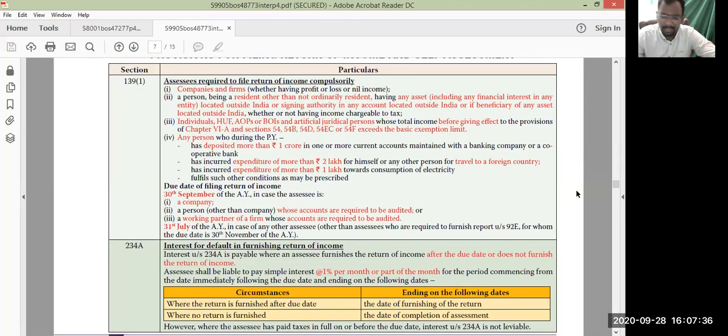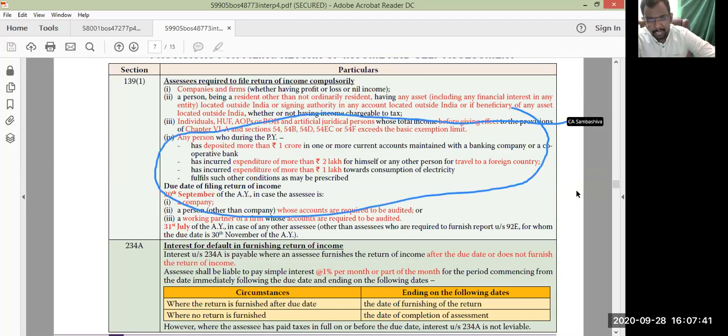And filing the return of income, as I said, the amendments are covered here. Any person who during the previous year has deposited more than 1 crore in one or more current accounts maintained with a banking company or a cooperative bank, compulsorily has to file the return of income. And has incurred expenditure of more than 2 lakh for himself or any other person on travel to a foreign country, compulsorily files the return. Has incurred expenditure of more than 1 lakh towards consumption of electricity. If your electricity bill exceeds 1 lakh per annum, you are also subject to filing of income tax return.